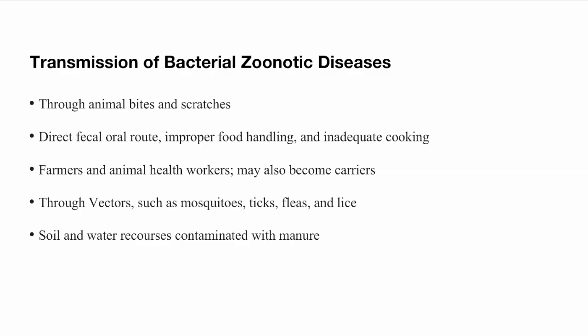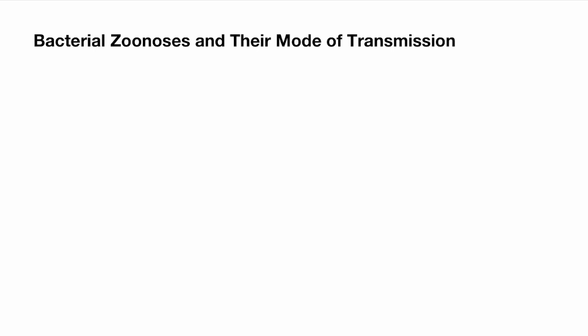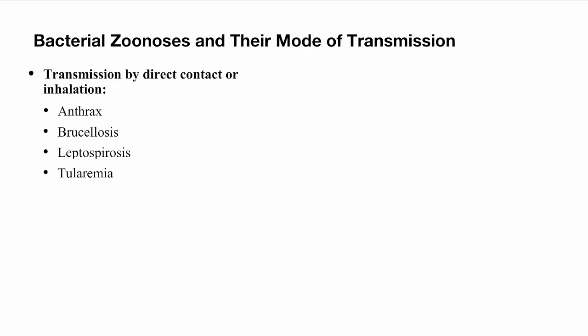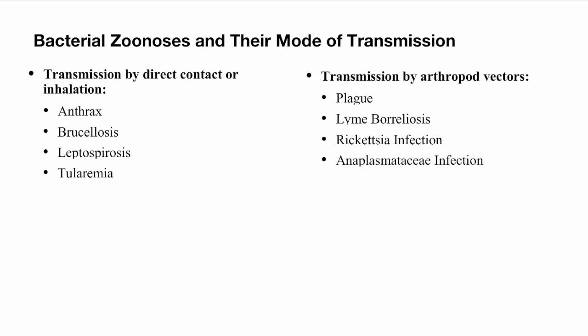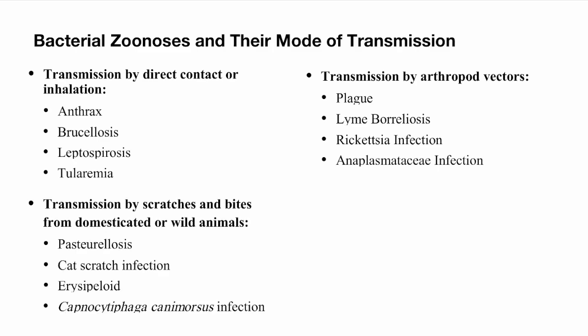The transmission can also occur through soil and water resources contaminated with manure or excretions or byproducts of animals. Bacterial zoonosis and their mode of transmission can be discussed in three different modes. Transmission by direct contact or inhalation includes bacterial diseases like anthrax, brucellosis, leptospirosis, and tularemia, while transmission by arthropod vectors includes plague, Lyme borreliosis or Lyme disease simply, rickettsial infections, and anaplasmosis infection. Another is transmission by scratches and bites of domesticated or wild animals, and a few examples of these infections are pasteurellosis, cat scratch infection, erysipeloid, and Capnocytophaga canimorsus infection.